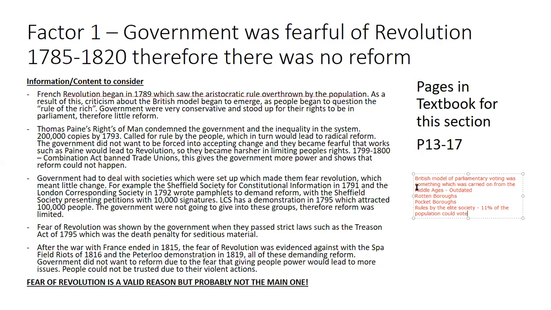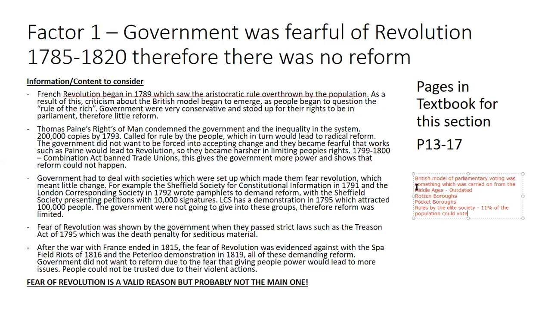And what Rights of Man did was it called for the rule by the people, which in turn would lead to radical reform. The government were concerned that accepting change might lead to something similar to what happened in France, that by giving the people the power, they would overthrow them eventually. They were worried that works such as Paine's would lead to a revolution, so the government became harsher in limiting people's rights. For example, in 1799 and 1800, you had the Combination Act, which banned trade unions.